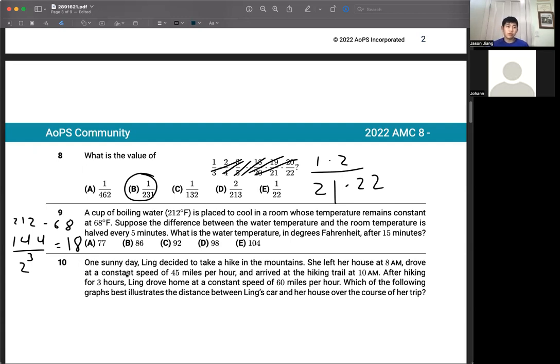Since the room temperature is a temperature of a big room compared to just a cup of water, we can assume that the room temperature is staying constant, and it also tells us that in the problem. So now we just need to do 68 plus 18, and we get 86.